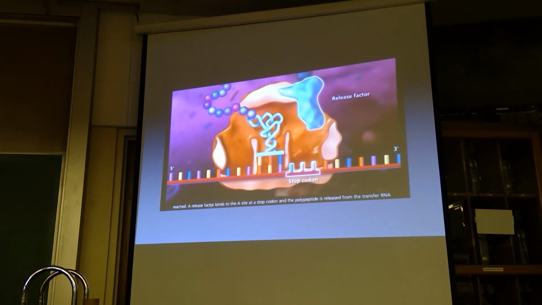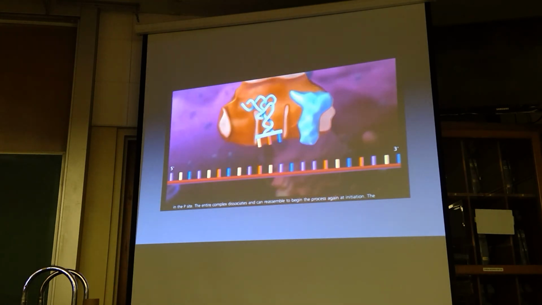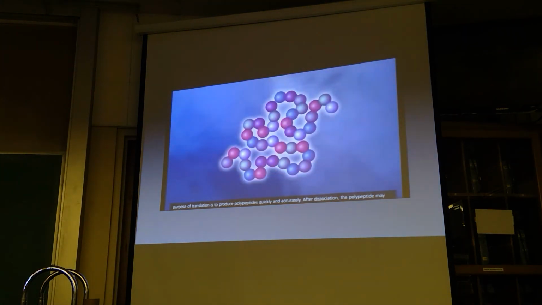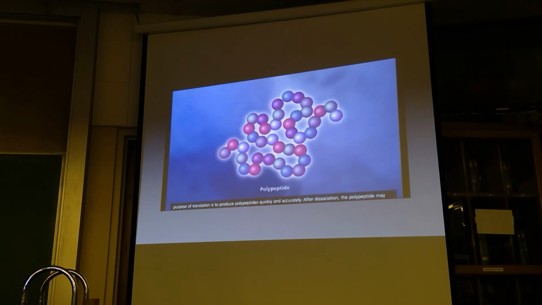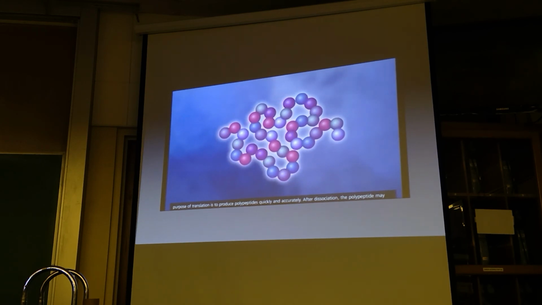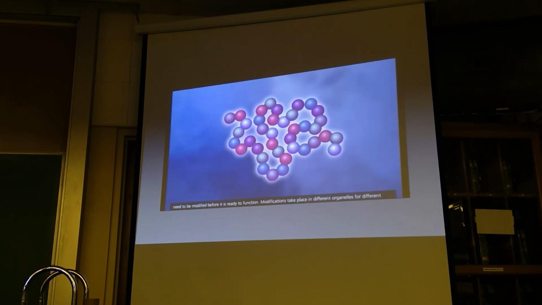A release factor binds to the A site at a stop codon, and the polypeptide is released from the transfer RNA in the P site. The entire complex dissociates and can reassemble to begin the process again at initiation. The purpose of translation is to produce polypeptides quickly and accurately. After dissociation, the polypeptide may need to be modified, which is post-translational modification. We're not talking about that.